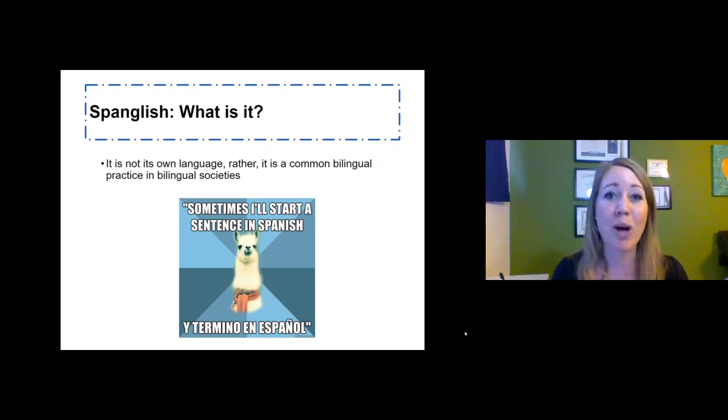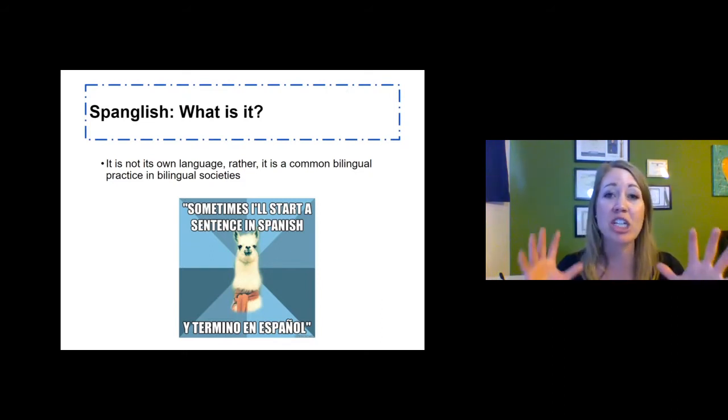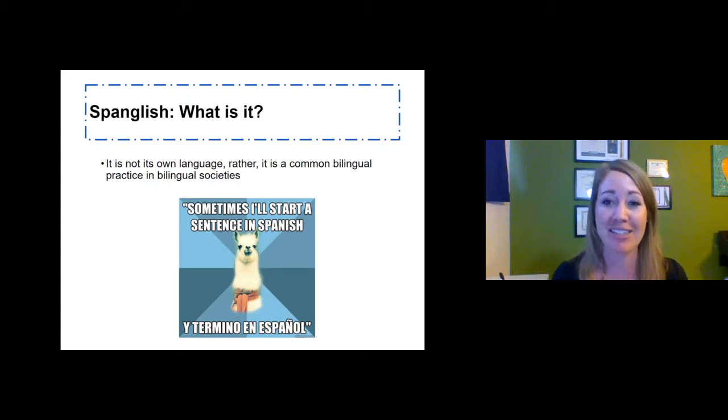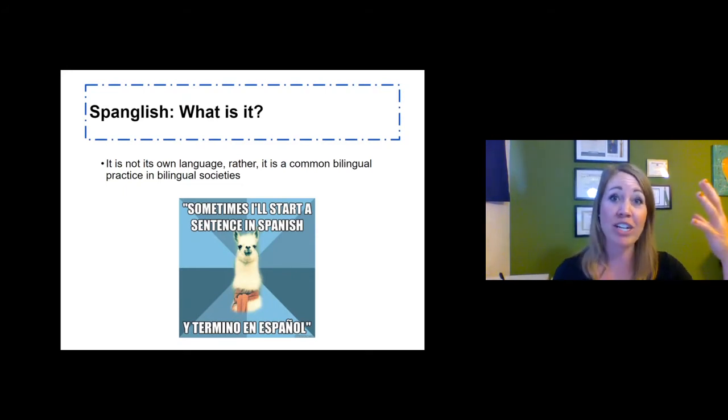Okay, so Spanglish, what is it exactly? Well, it's not its own language. It's the use of two independent languages. We have Spanish and English being used simultaneously, and it's a very common practice in bilingual societies. So you have to imagine when we went over the history of English, when there was French and Old English in the same society, you probably had code switchers or people there using a Frenchlish, or I don't know what they would have called it, right?